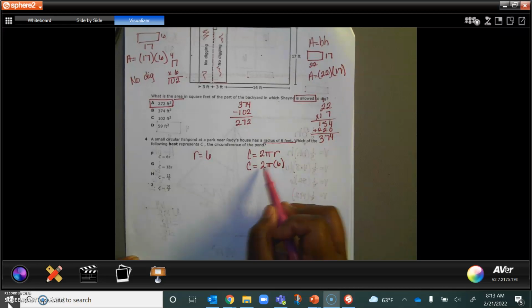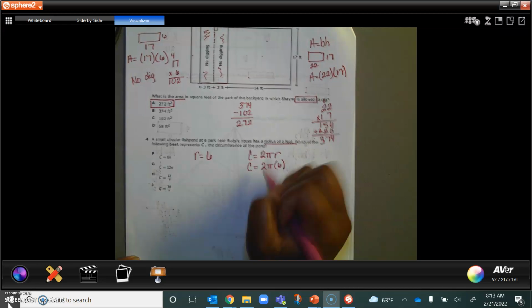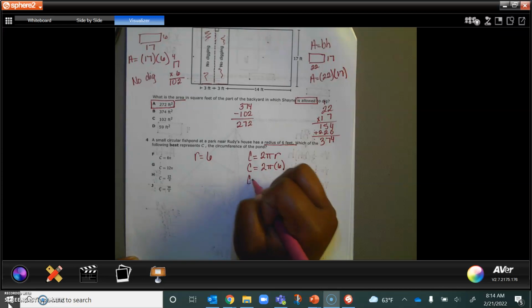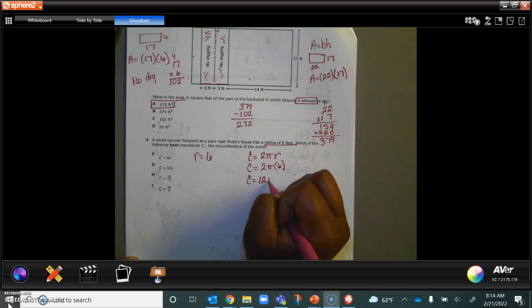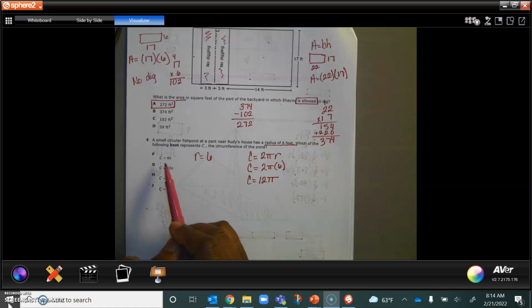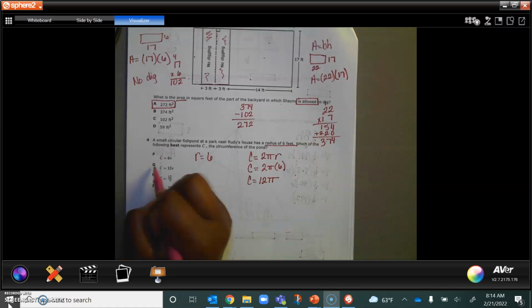Remember, we multiply our whole numbers first. And so I have 2 times 6, which is 12 pi. Well, looking at my answer choices, I know they're all in terms of pi, and 12 pi would have been your answer.